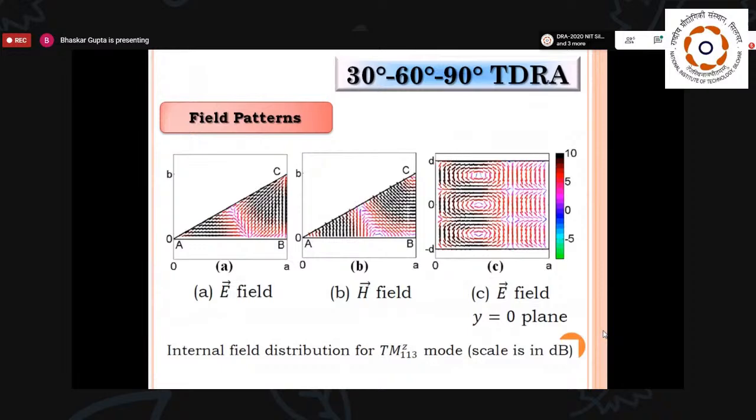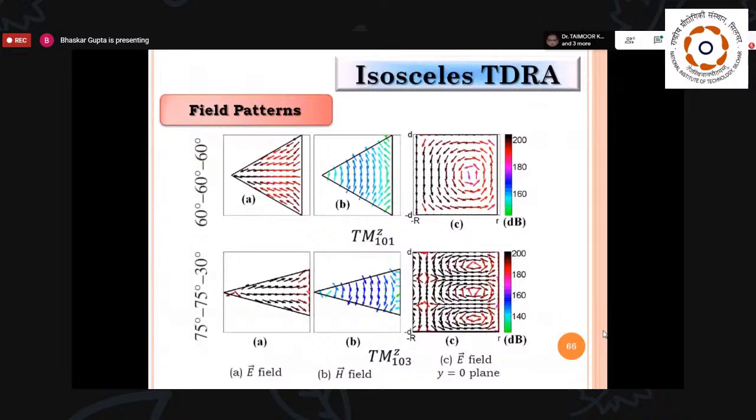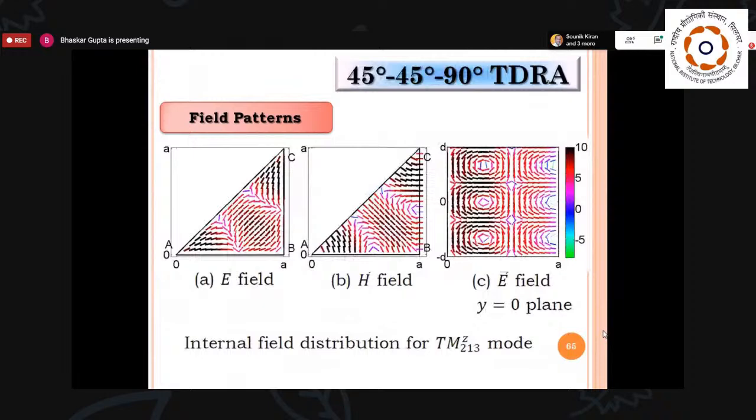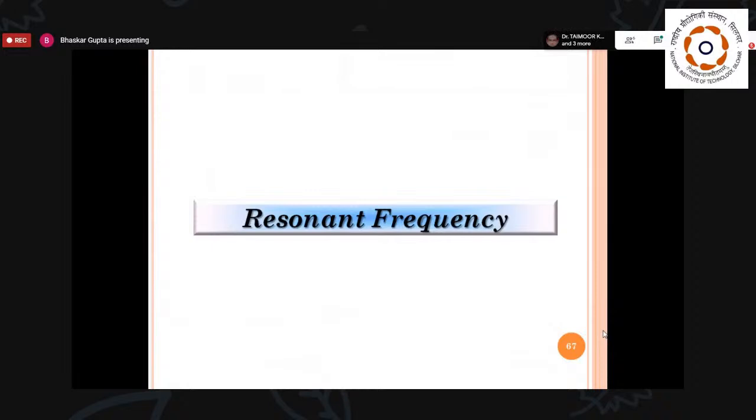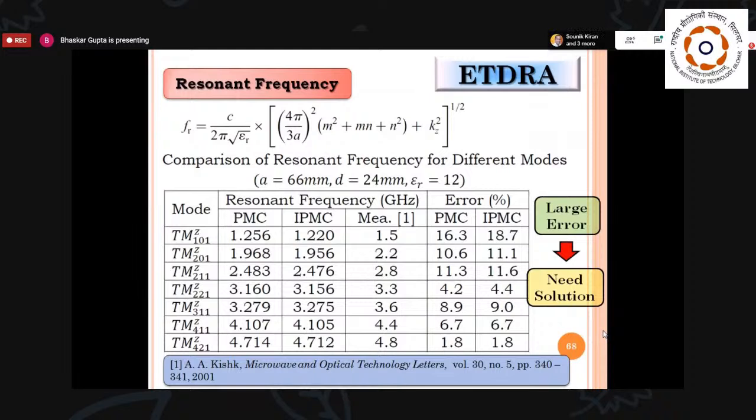And for TM2Z213 mode, these are all for different modes, and all for different triangles. You see, this one is for 45 degree, 90 degree, but we already developed a general theory for isosceles triangles. So 75, 75, and 60, 60, 60 means equilateral case. That general formula, actual general theory, is catering to all of these, which we had derived at the end.